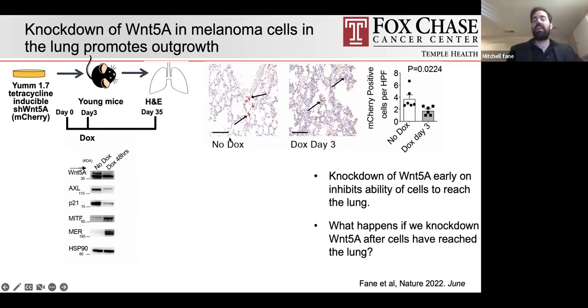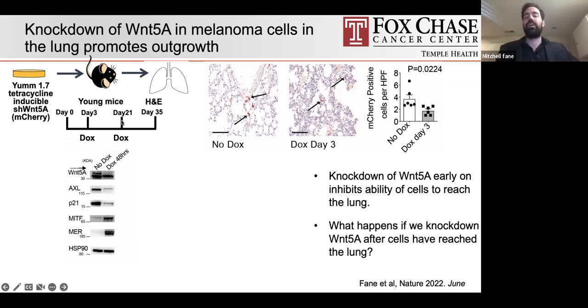But the question that I had is, what happens if we knock down Wnt5a in cancer cells that have already reached the lung? To answer this question, I started treating with doxycycline at a much later time point. So I waited for 3 weeks, because if you remember back to my first slide, I showed that it took 3 weeks for these single cells to seed and become viable within the lung.